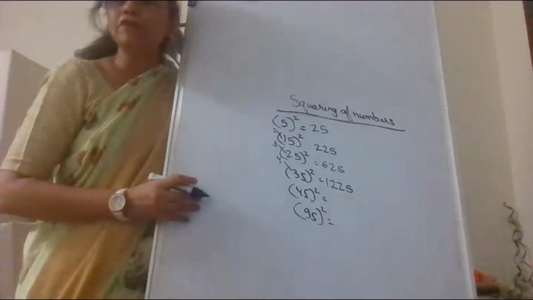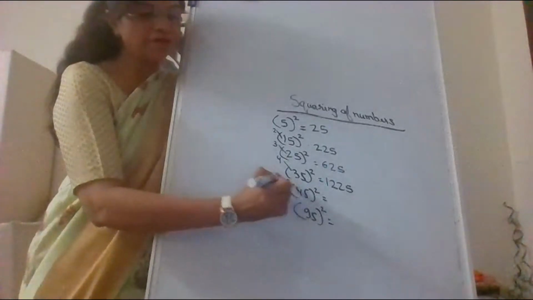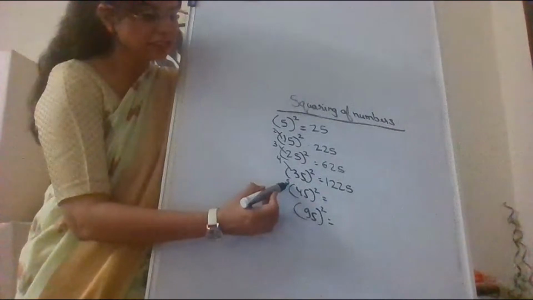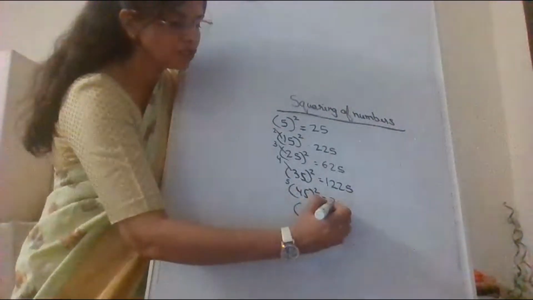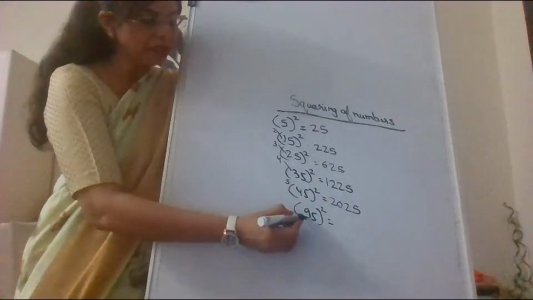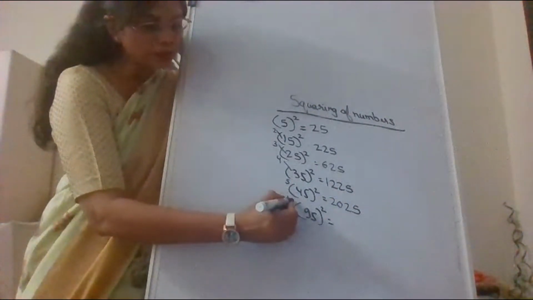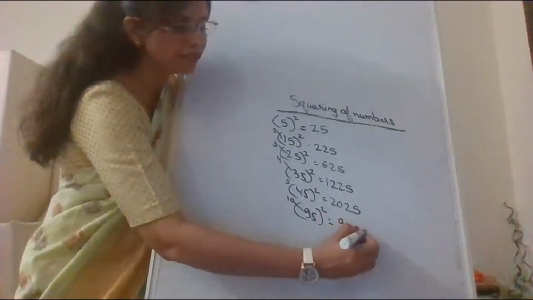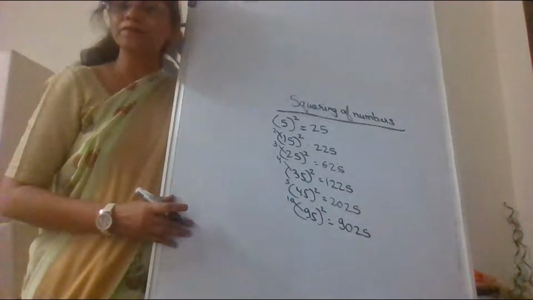The bigger number for 4 is 5. Yes, correct. Soumya Joshi gave the correct answer. 5 times 4 is 20 and the answer will end with 25. The bigger number for 9 is 10. So 10 times 9 is 90 and the number ends with 25.